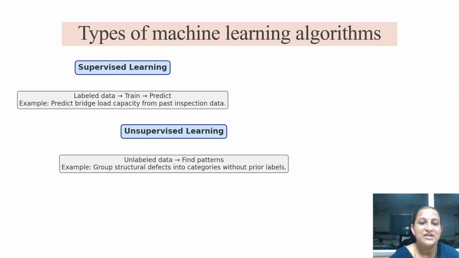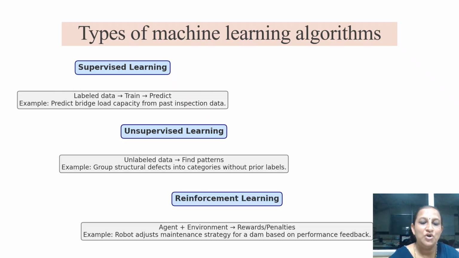Whereas in unsupervised learning, we are able to find hidden patterns. For example, if you want to group structural defects which have occurred in a building, we can go for unsupervised learning. And if you want to do decision making for a maintenance strategy, we can go for reinforcement learning, where a robot adjusts the maintenance strategy for a dam based on performance feedback. So these are the different examples where different algorithms are used in structural engineering applications.